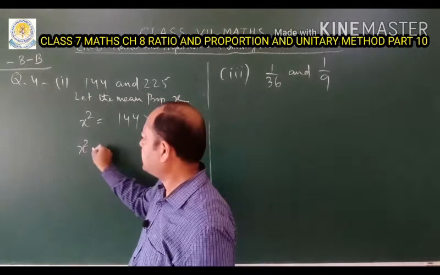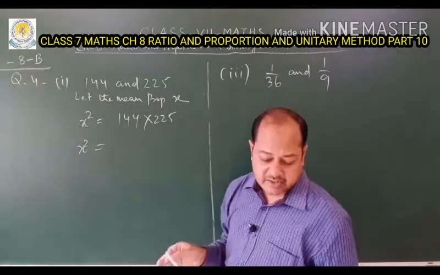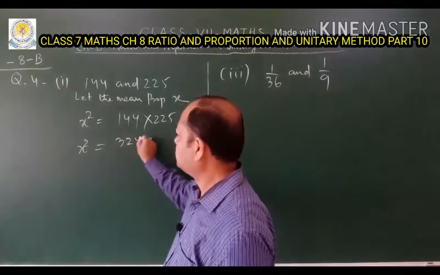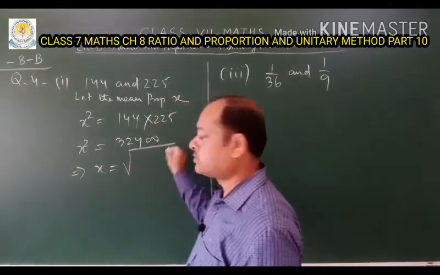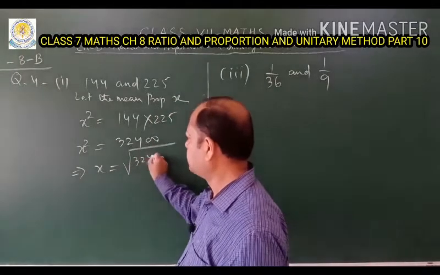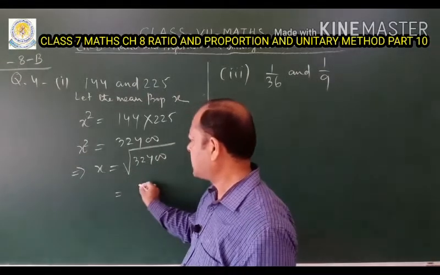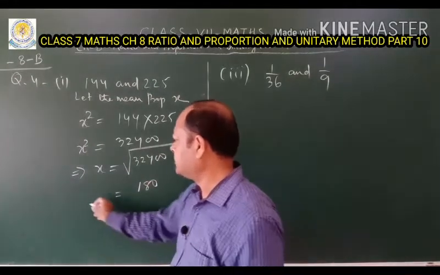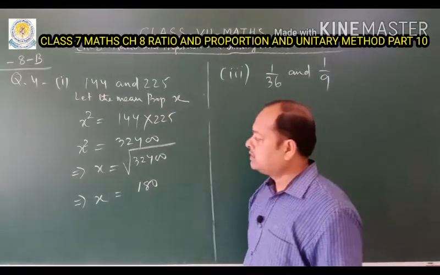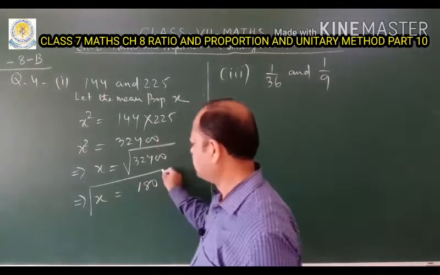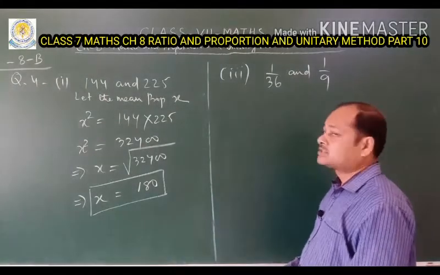So what is x square? Again find out. 144 into 225, if I multiply, I will get the result, that is 32400. Okay. Or x equals the square root of 32400. What is the square root of 32400? That will come as 180, or x equals 180. What is x? That is the mean proportional. So I am getting the value of the mean proportional here, 180.